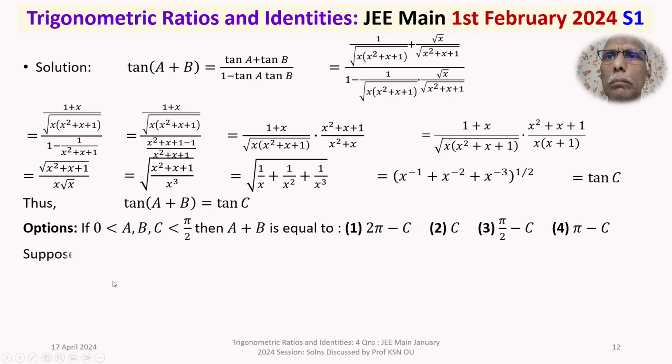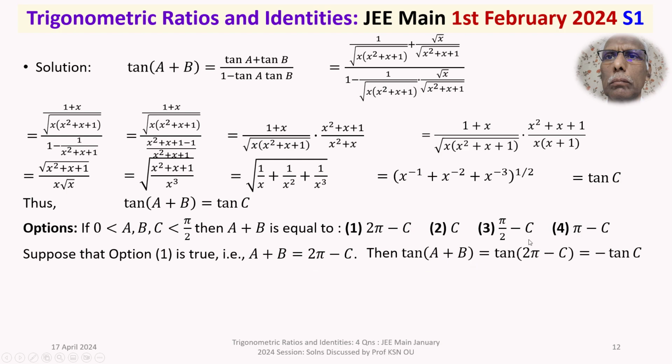Right. Suppose that option 1 is true. That is a plus b is equal to 2 pi minus c. Then tan of a plus b will be equal to tan of 2 pi minus c. Tan of 2 pi minus c is minus tan c, which is not true. Tan of a plus b is tan c, so you are getting a different one. Therefore the option 1 is not true.